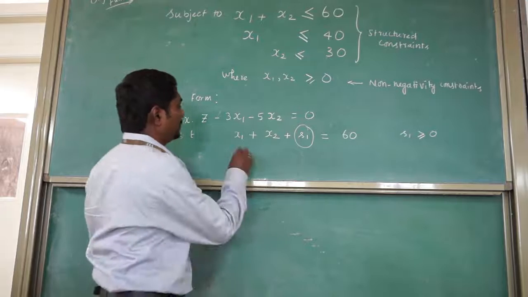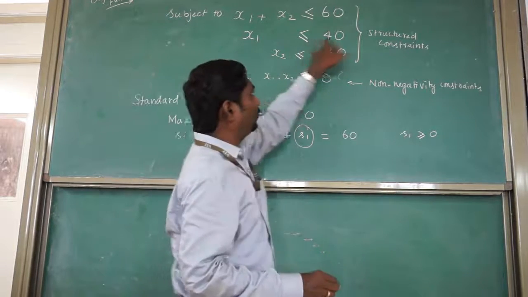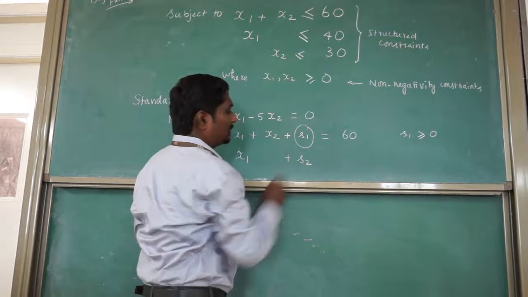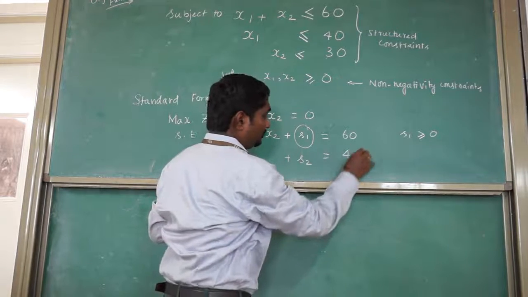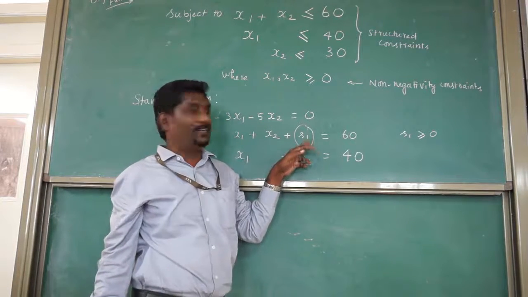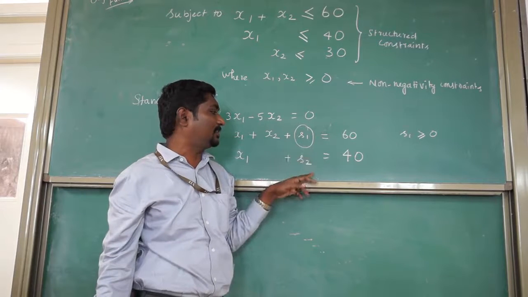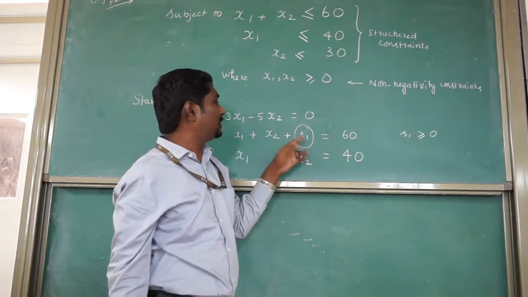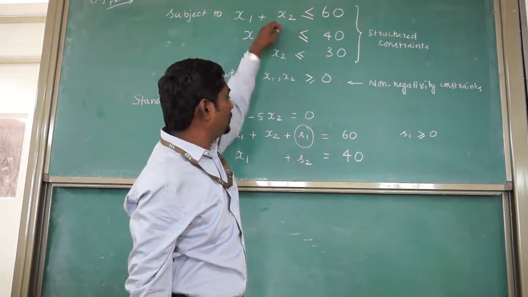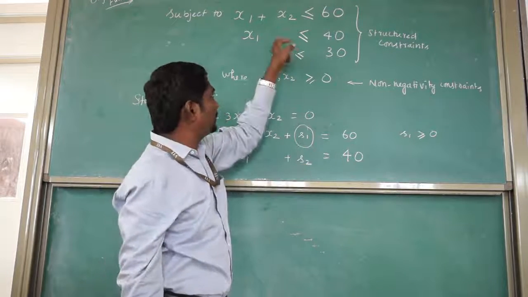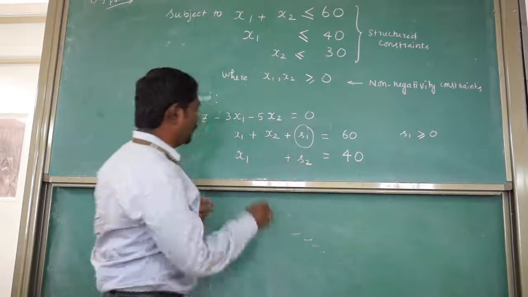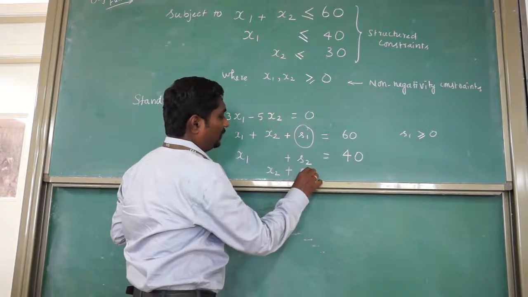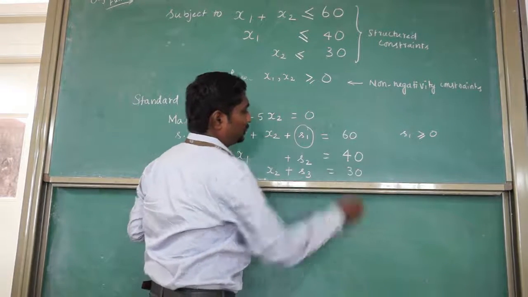Similarly, we will write it for the second constraint. The second constraint says x1 is less than or equal to 40. So since you have the less than or equal to symbol, again I am introducing a slack variable, which is s2. This is equal to 40. The subscripts given for the slack variables, like s1, s2, 1 and 2, refer to the constraint equation number. So s1 refers to your first constraint equation, therefore I have written s1. For the second constraint equation, the slack variable is s2. Similarly, for the third constraint equation, it is x2 plus s3 equals 30.